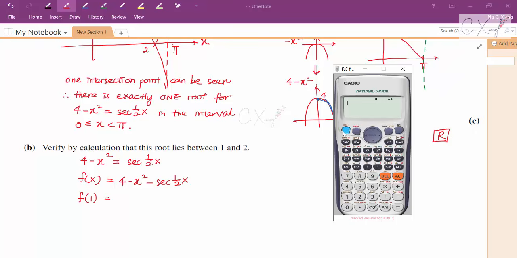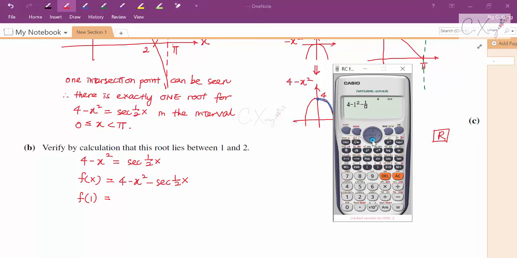Okay, so I need to press shift setup, which is a 4. So I will change it to the radian mode first. And I want to get the value for this function at f1. Okay, so I'm having 4 minus 1 squared, x squared means 1 squared. Then minus secant half x. So secant half x will be equal to 1 divided, or you can actually make it as a fraction, right?